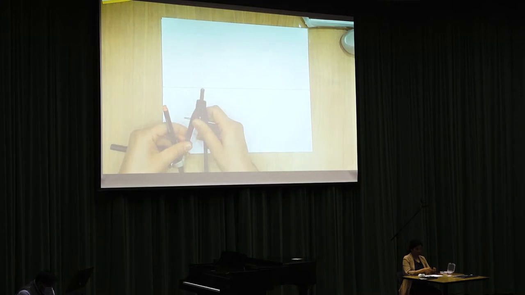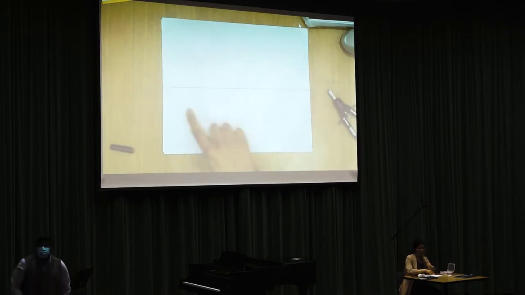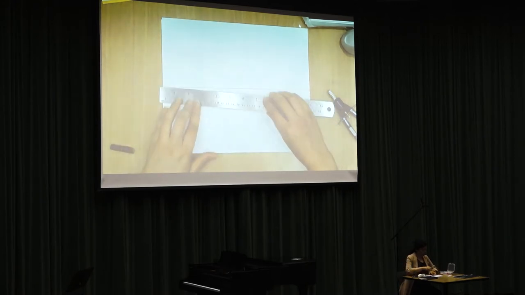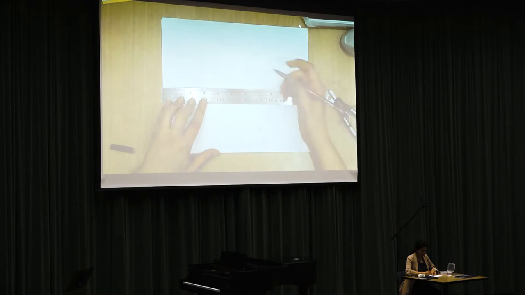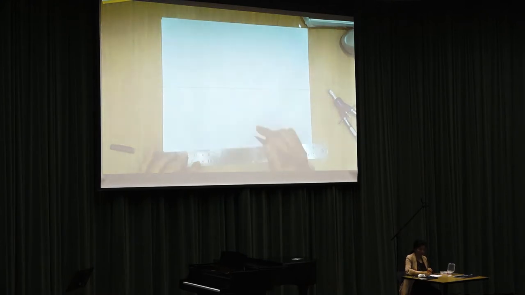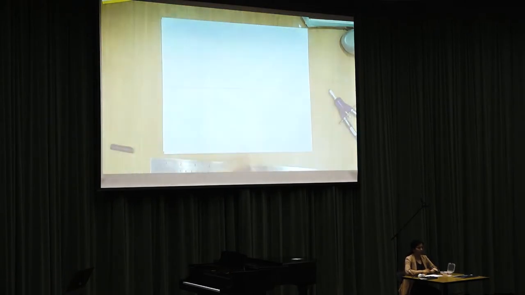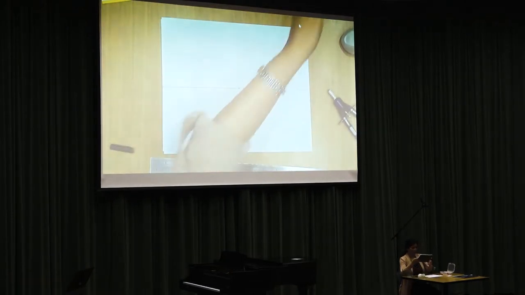So once we have the horizontal line, we need the center of the page. Do your best to find the center. For me, the center would be 5.5 right here. So I just made a point just so that our pattern can be in the center. And I can show you what the three stages are while we are waiting.